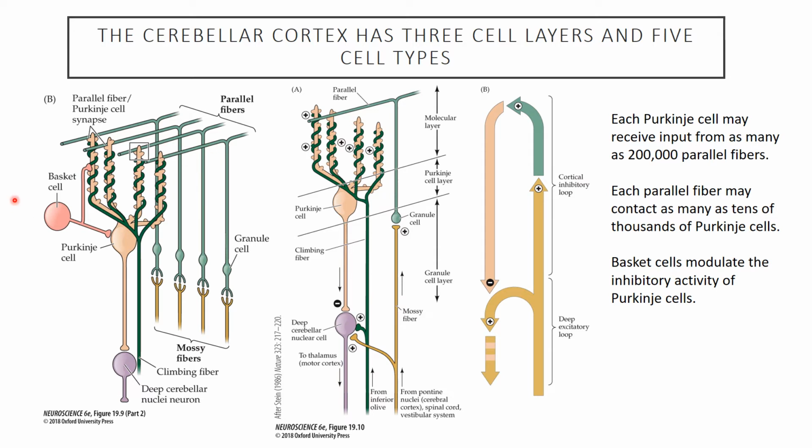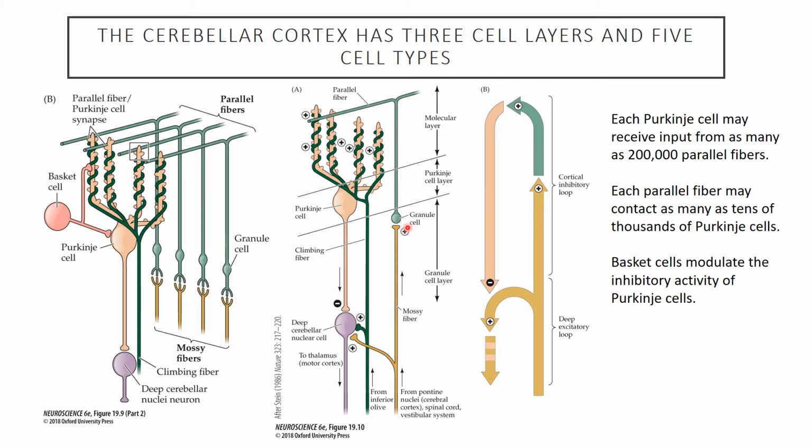So the vast calculations that are happening within the cerebellar cortex is huge. It's just enormous. It's really hard to fathom. There aren't too many parts of the brain that have this level of incredible connectivity across so many different cells, where a single cell might receive input from 200,000 different parallel fibers from different granule cells, and then each of those granule cells may contact as many as tens of thousands of Purkinje cells. So the calculations that are happening in the cerebellar cortex are almost unfathomable.